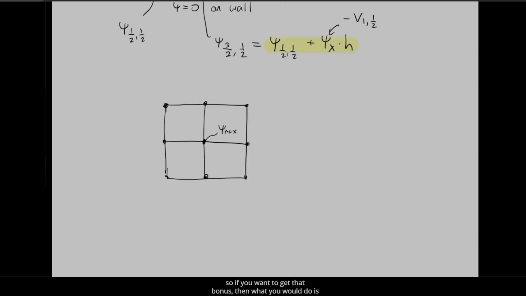So if you want to get that bonus, then what you would do is use a quadratic solution technique for finding the maximum, meaning that you'd actually look at the neighboring values of psi and fit a quadratic to figure out where that is.